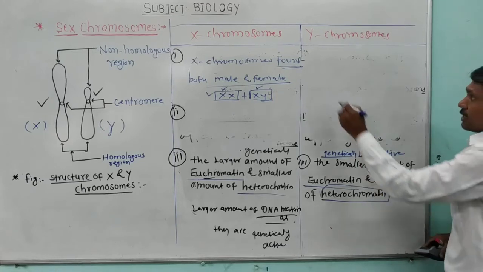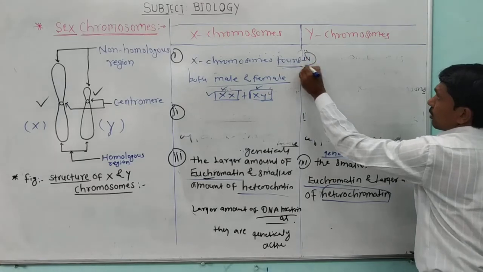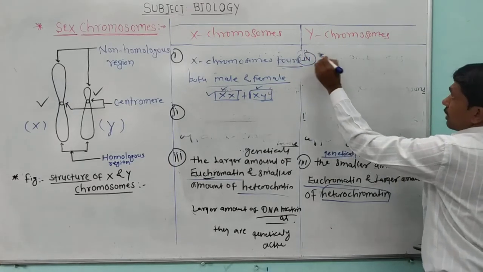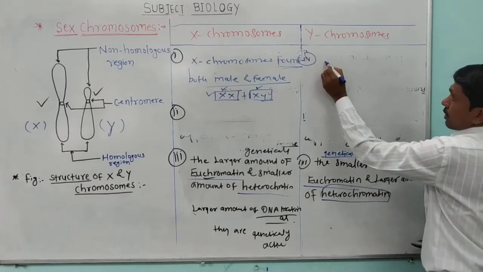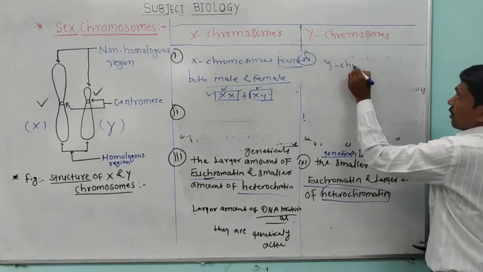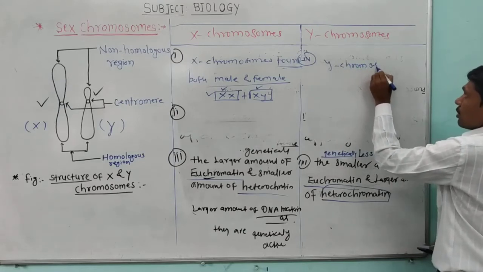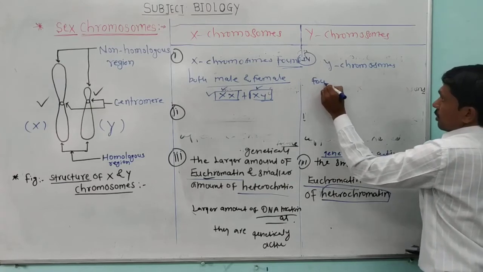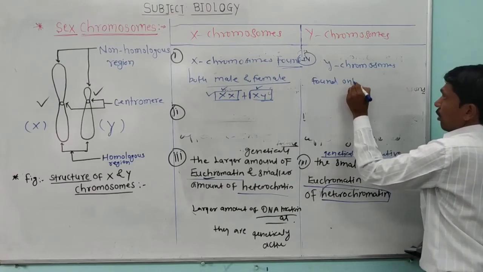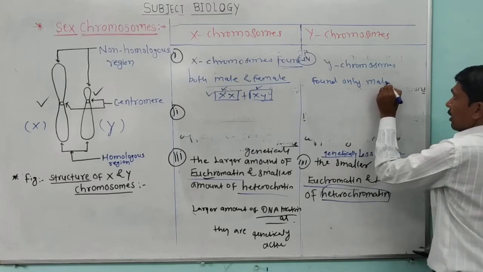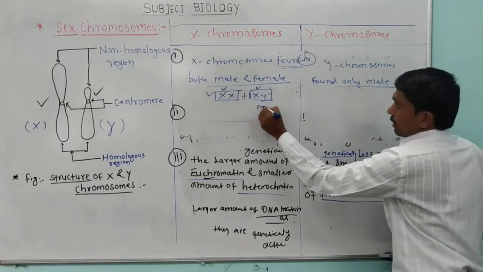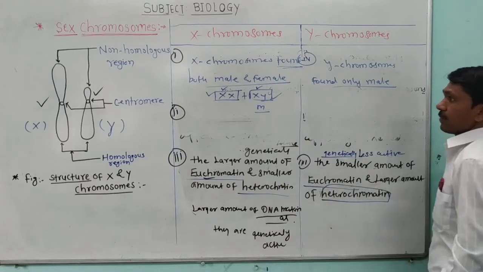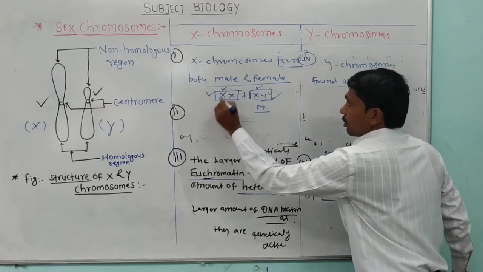Then the fifth point, the Y chromosome is found only in the male. Here in the male only the Y chromosome is present, but in the female two X chromosomes are present.